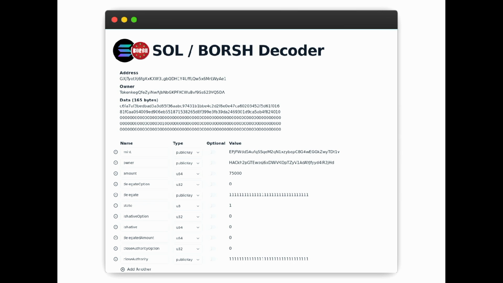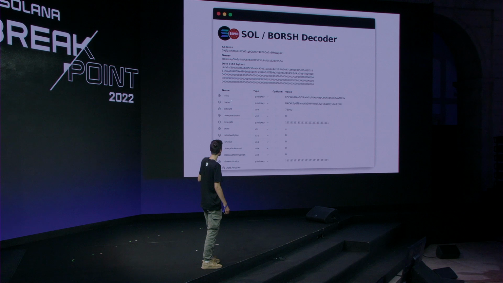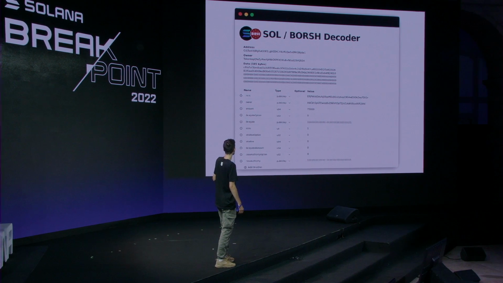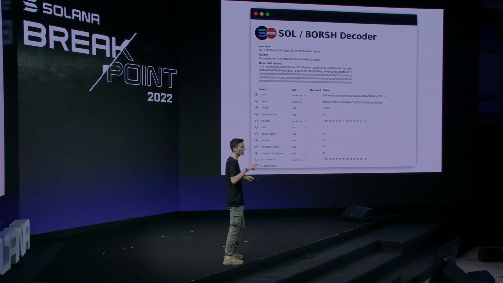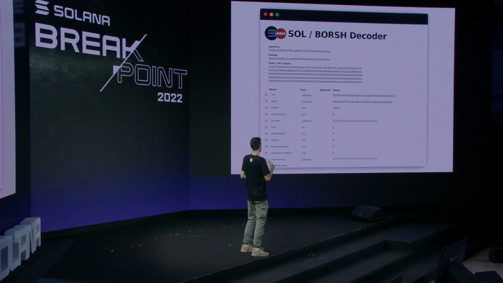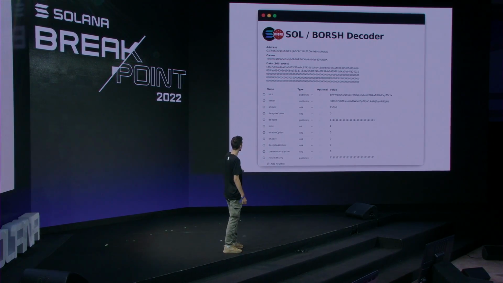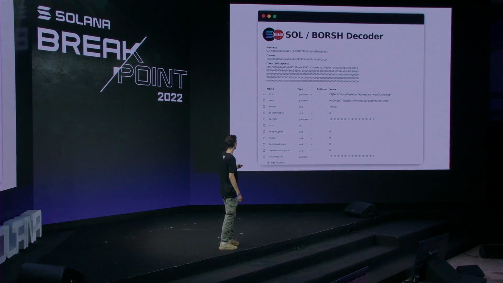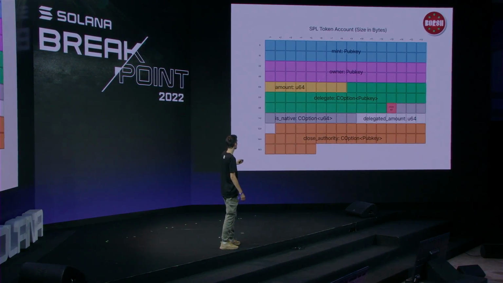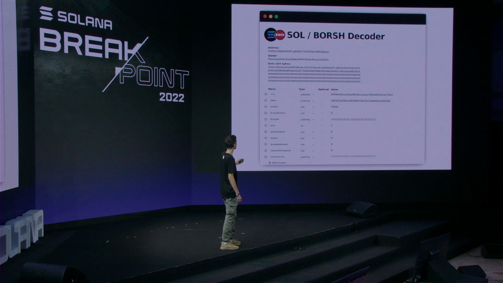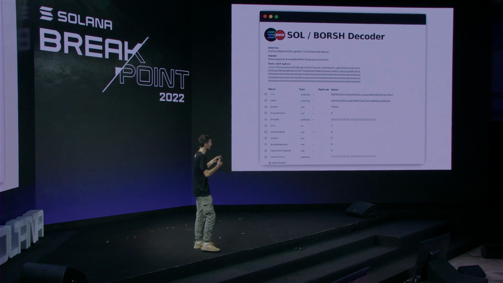So we are telling the Borsh decoder website that the first property is the mint. It's a public key. So a public key is 32 bytes on the Solana blockchain. So you are basically putting the same fields that we have here, and the Borsh decoder tool will decode this for you.